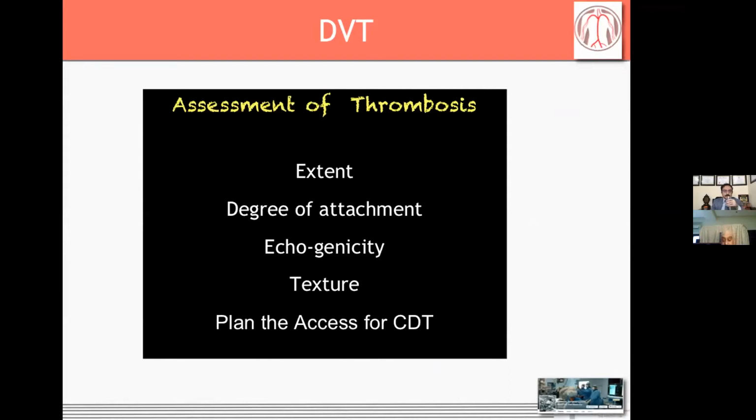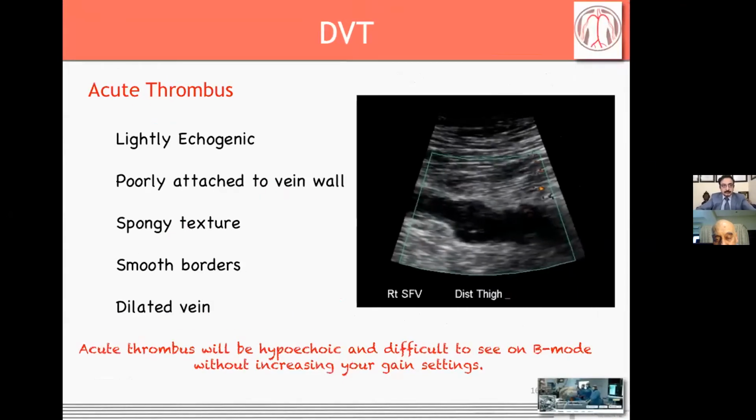So degree of attachment, echogenicity, the texture, that helps us to correlate with the patient's history, whether it is acute, subacute, chronic, and that additional information is very important to plan the treatment. So here you can see there are some differences, apart from the patient's history, because sometimes the patient will not realize when he developed it. So if it's acute thrombus, there are a few characteristics, although they are not 100% diagnostic, but it's very helpful.